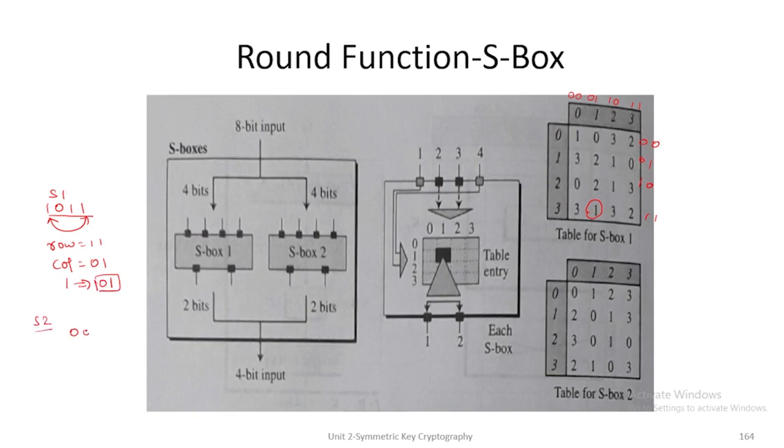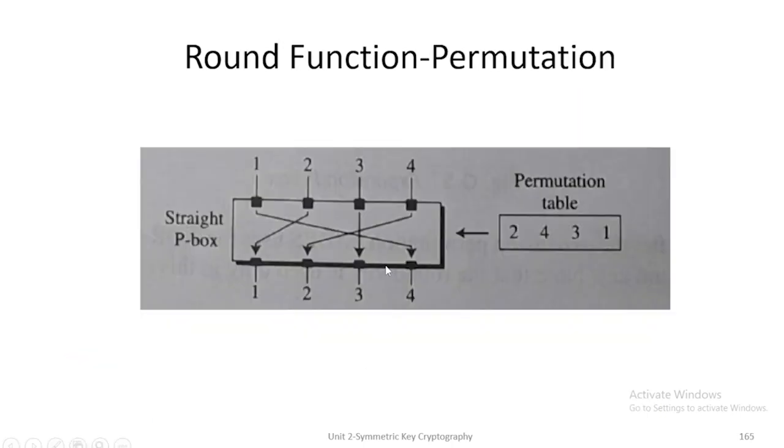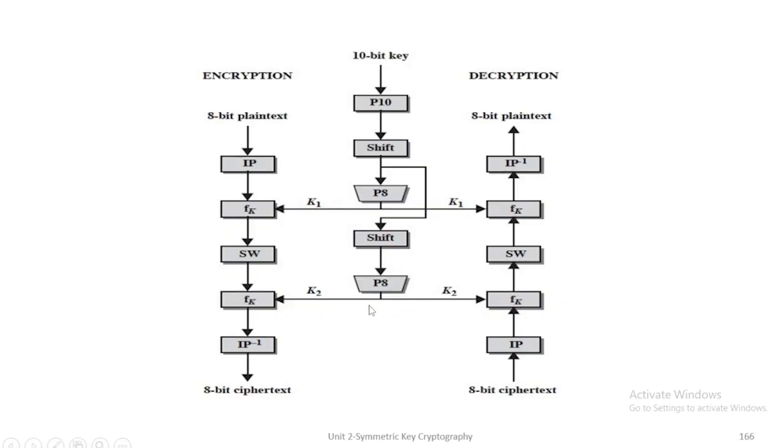Suppose I give the S2 box input as 0011. The row value is 0, 1 and the column value is 0, 1. You just refer here: the rows are 00, 01, 10, 11, and in the columns also you put those numbers. So for row 0, 1 and column 0, 1, the answer is 0. If you write 0 in binary format, it is 0, 0. If you combine the S1 and S2 answers, the output of the S box is 0, 1, 0, 0. In this way, the S box is performed. Then at the permutation, we only interchange the 4-bit values. This is the output of the round function.